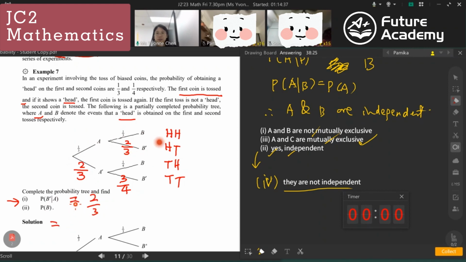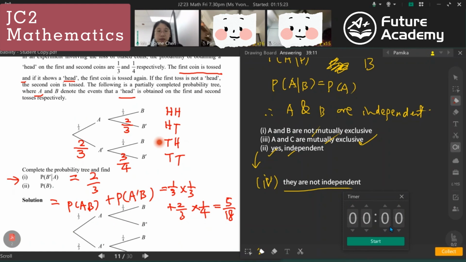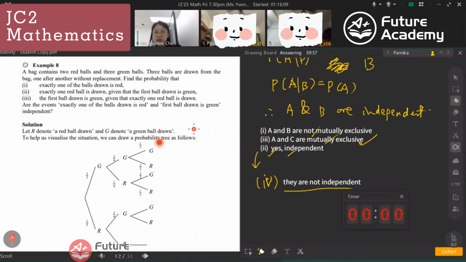Then the probability of B could be the probability of A and B plus the probability of A complement and B, so that we can find the final answer, 5 out of 18. Okay, so far, I'll give you 30 seconds to process the information here, then we can move on to the next part. Now let's look at the next example.